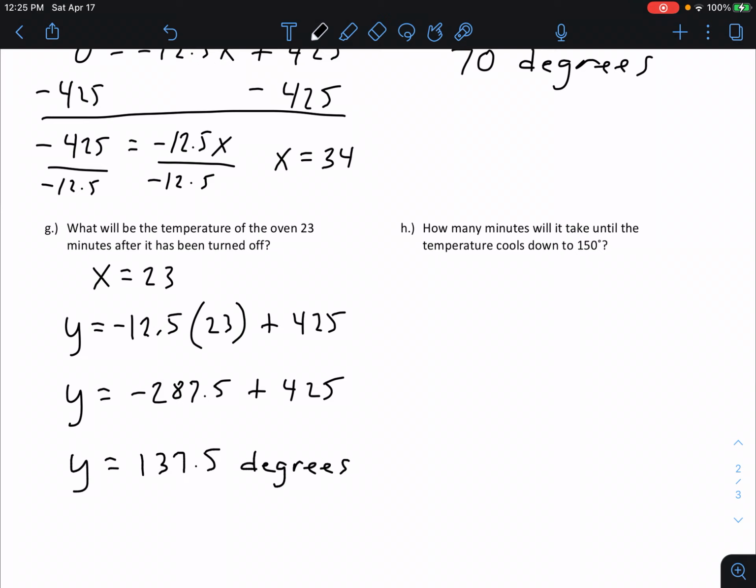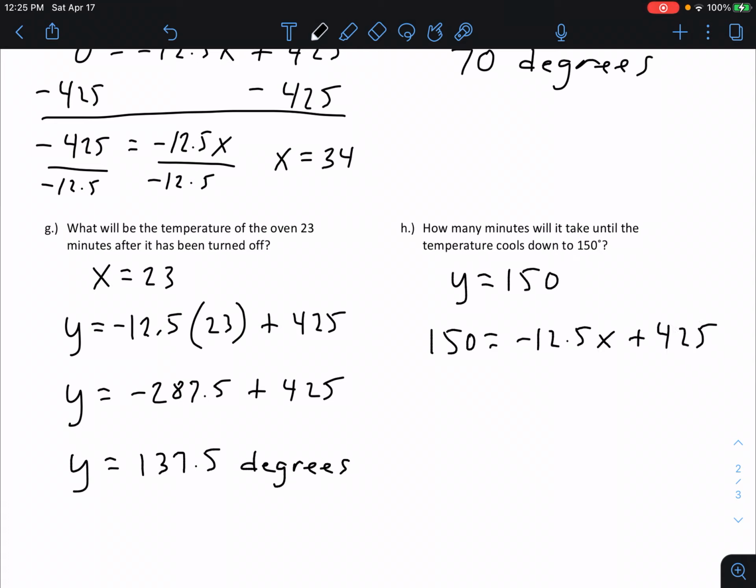You'll get burned. Okay. Then part H says, how many minutes will it take until the temperature cools down to 150 degrees? Well, degrees is y, right? So this is 150, and I am going to plug that in for y. So I have 150 equals negative 12.5x plus 425.